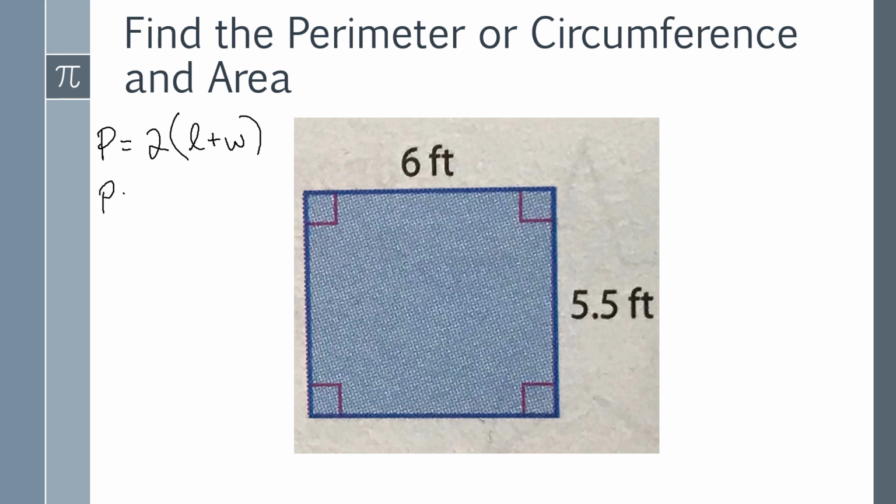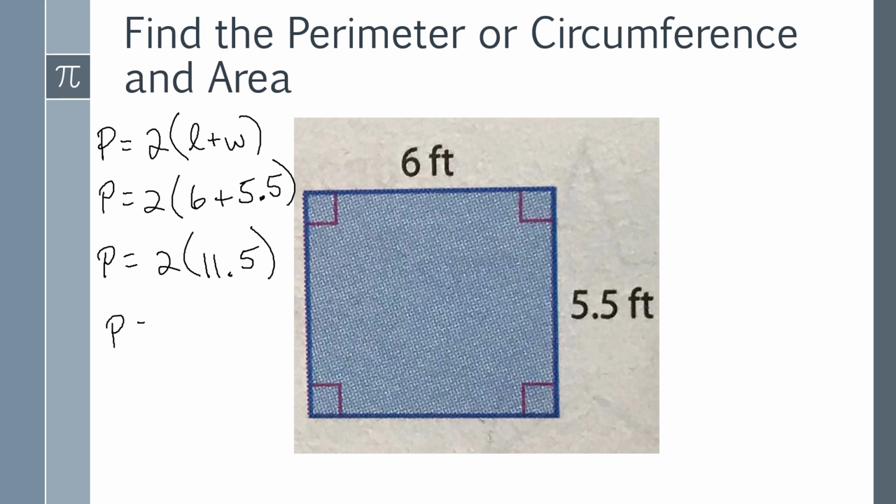So I just plug in 2 times the length, I'll say is 6, plus 5.5. So the perimeter is equal to 2 times 11.5. So my perimeter is equal to 23, right?